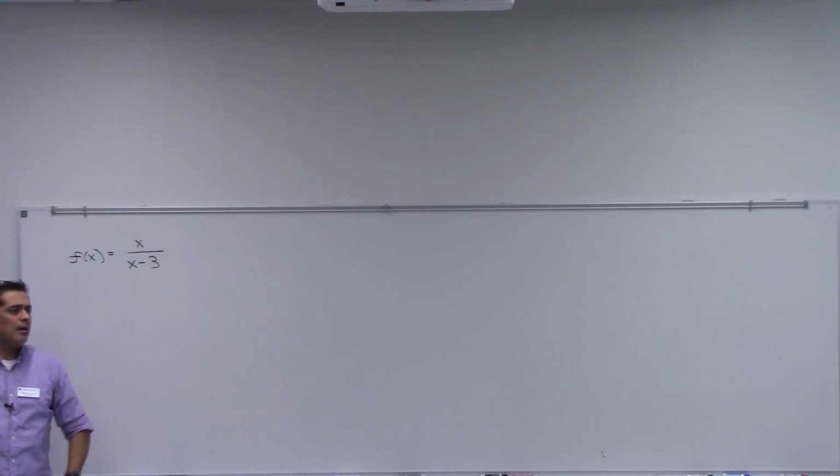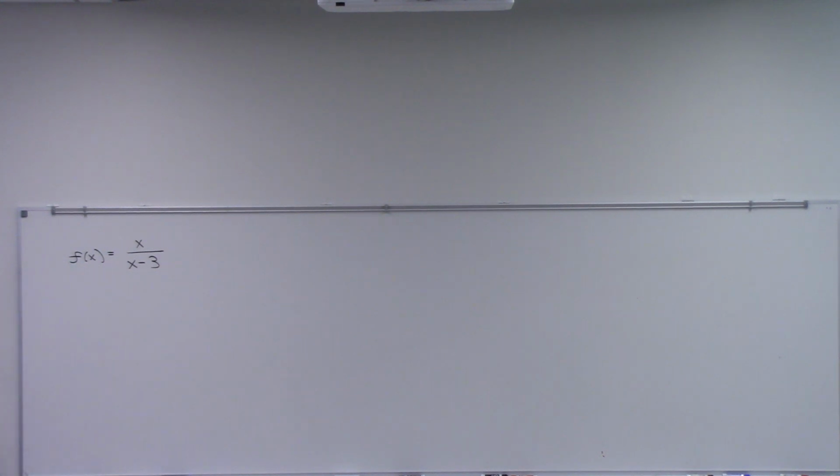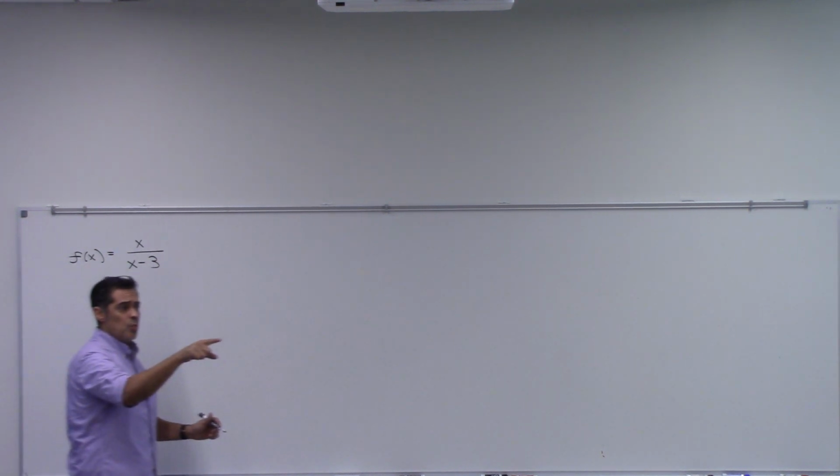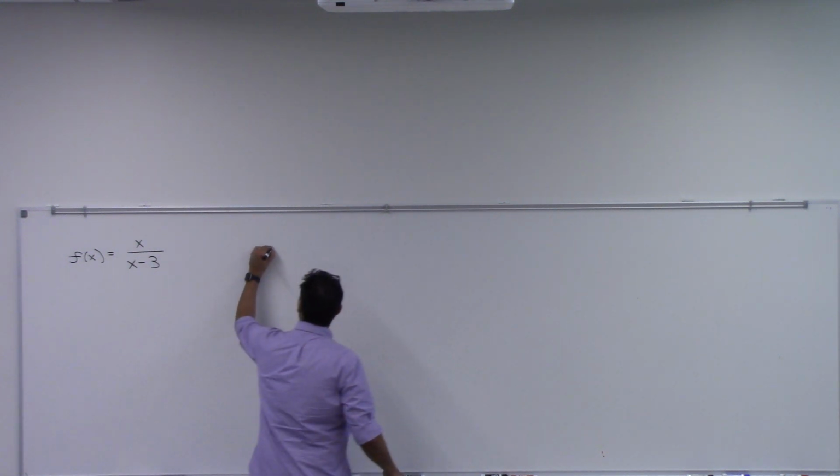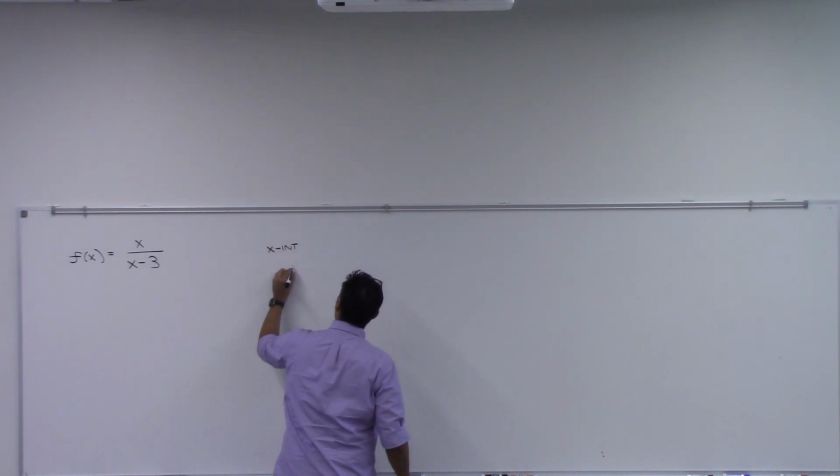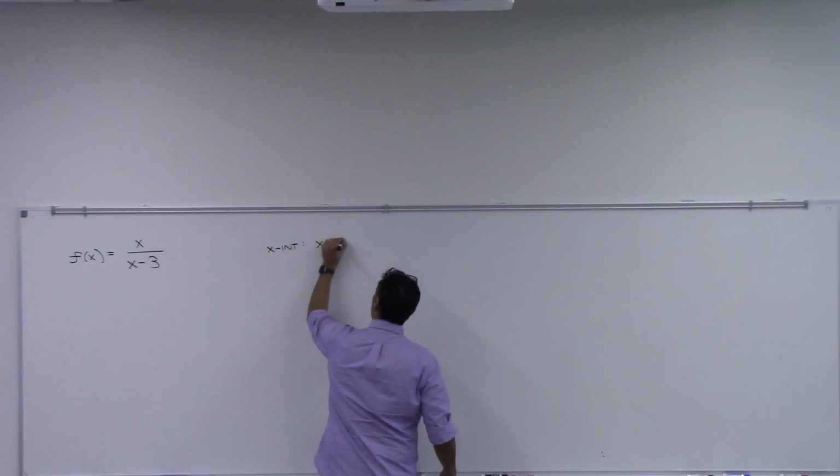So take a look over there, and let me first ask you on that picture, do you see any x-intercepts? Yes. Where? Where does that thing hit the x-axis? X equals what? 0. So I have an x-intercept, right, at x equals 0, right?